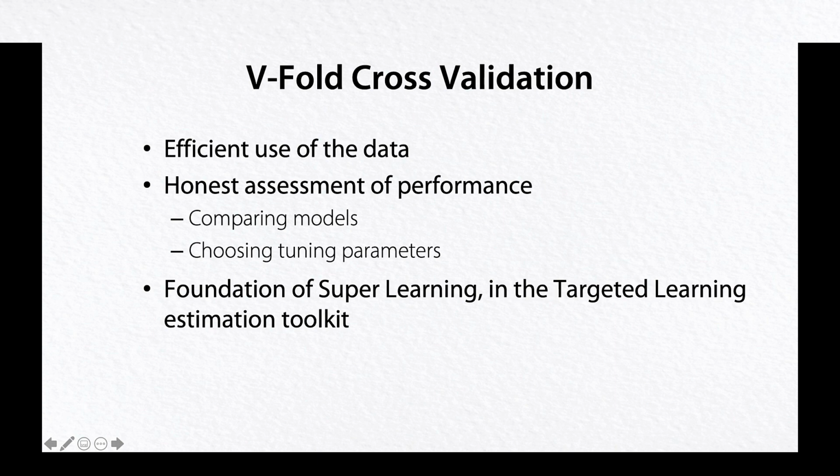V-fold cross-validation provides an honest assessment of performance that allows us to compare models and select the best one. An important use of this is setting tuning parameters that control the behavior of machine learning algorithms. V-fold cross-validation is the foundation for superlearning, an ensemble machine learning approach that is part of the targeted learning estimation toolkit. We'll talk about superlearning in another targeted learning brief.